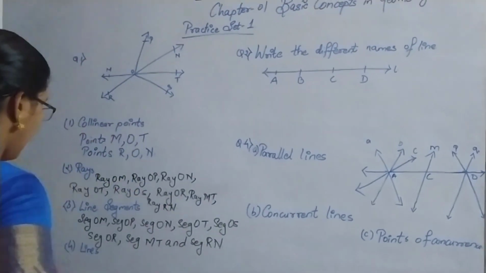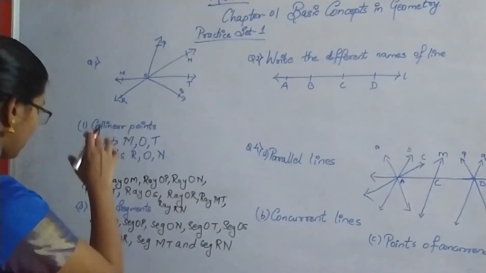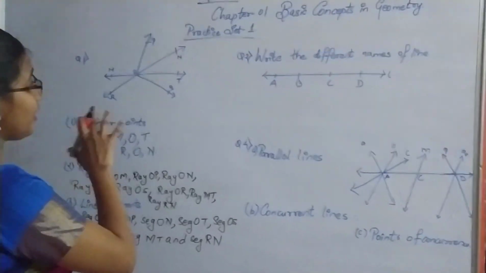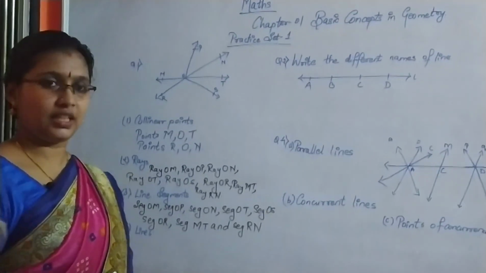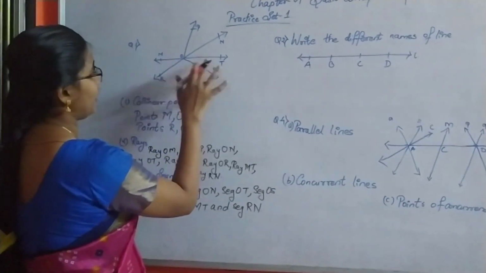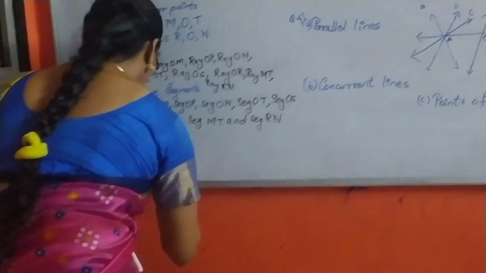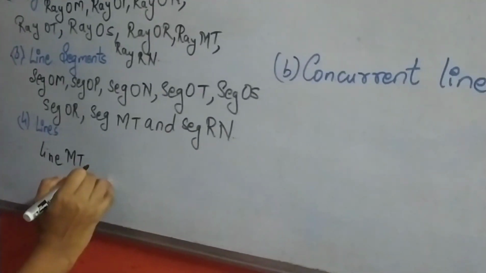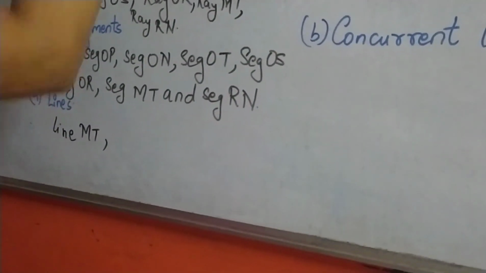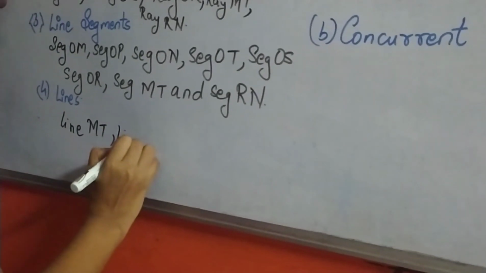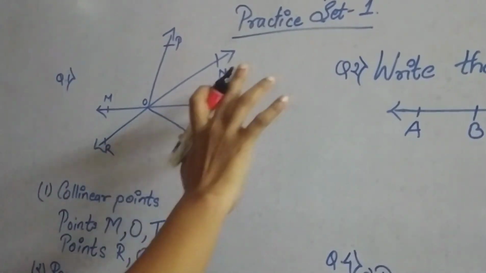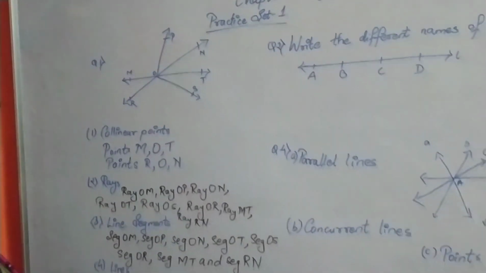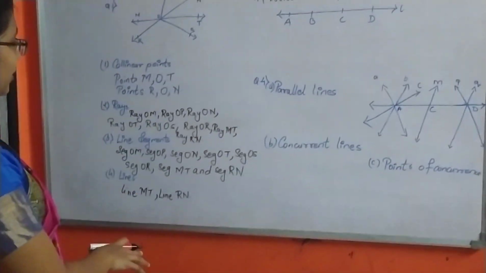RN. Now the last part of question number 1 is lines. Which are the lines that we see here? Lines should have arrows on both the sides. So here I have line MT, line RN. So these are the 2 lines in this diagram which have arrows on both the sides and which are falling in the same straight plane. So this is the first question that we have completed.